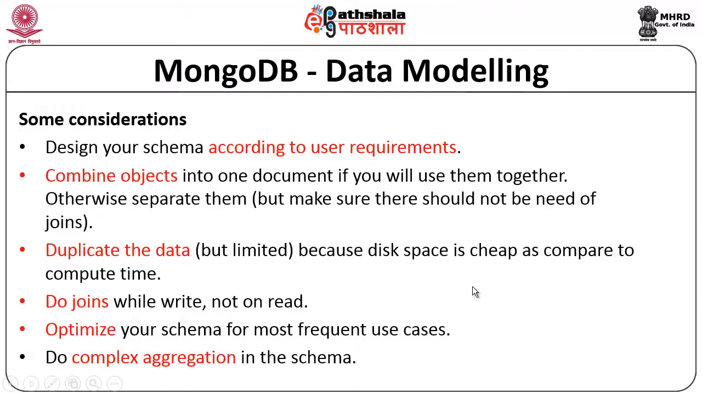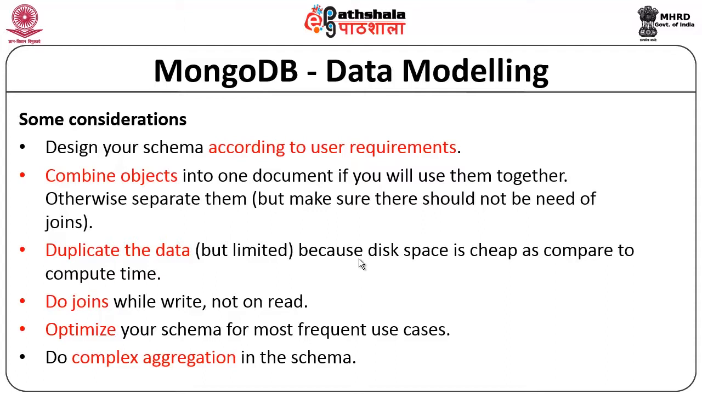Having understood how to install and set up a MongoDB environment in both Windows and Ubuntu, now let us understand how data modeling can be done in MongoDB. Basically, you need to understand the requirement, and based on the requirement you need to design your schema. After designing the schema, you need to combine the objects into one document if you are going to use all of them together. Otherwise, you can have separate documents with separate fields for each.